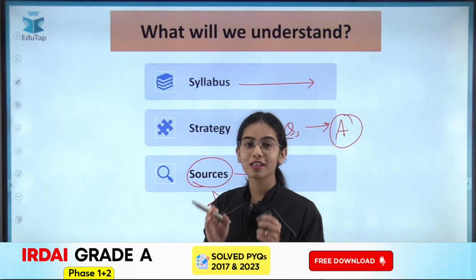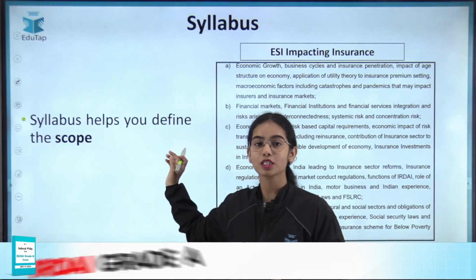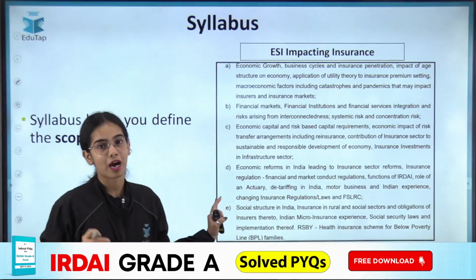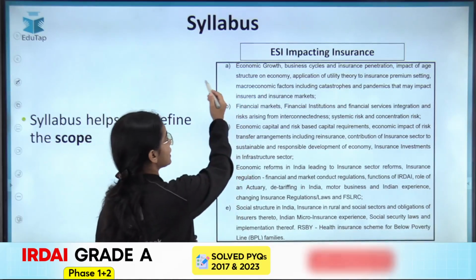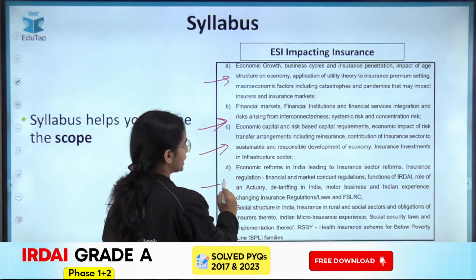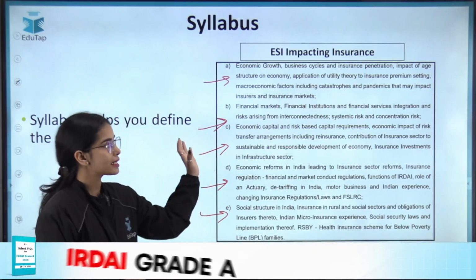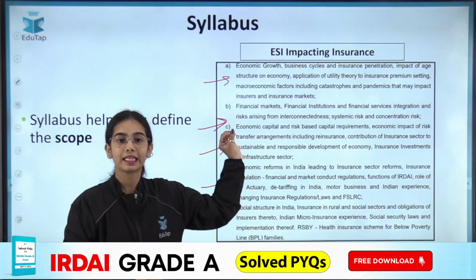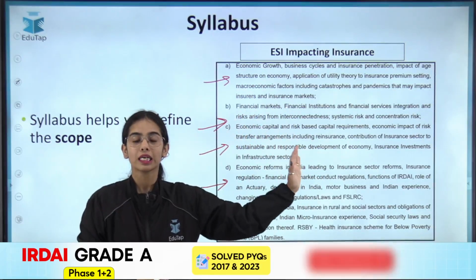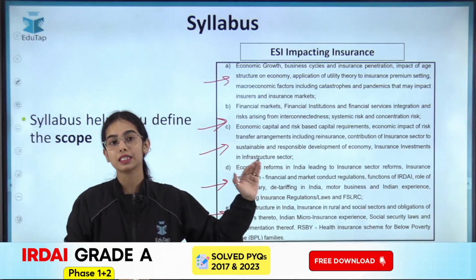So let's get started. First, this is the syllabus for your ESI Impacting Insurance. The syllabus has been given to you, and this defines the scope, that at least first you have to focus on these topics and you have to cover these topics.